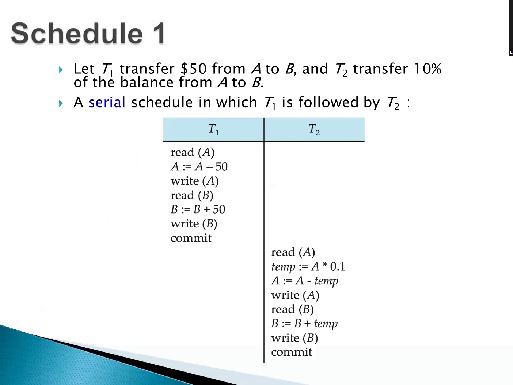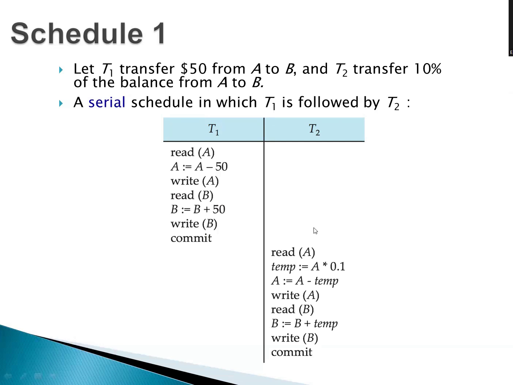In a serial schedule, transactions execute one after the other. See here, this is a schedule with transactions T1 and T2. This ensures consistency because each transaction runs in isolation. Consider this example with two transactions: T1, which is transferring rupees 50 from A to B, and T2, which is transferring 10% of the balance from A to B. A serial schedule would be either T1 completely followed by T2 or T2 completely followed by T1. A serial schedule is inherently consistent.